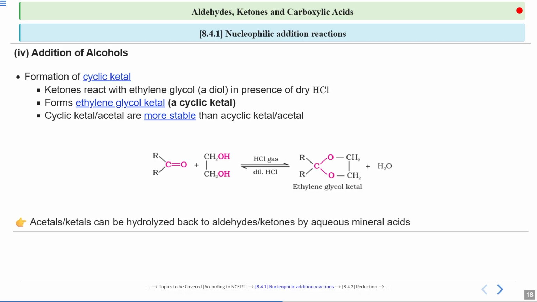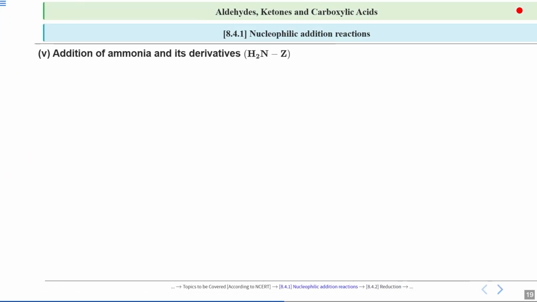Now, one important feature of acetals and ketals is that they can be hydrolyzed back to their original aldehydes and ketones. So this ethylene glycol ketal can be hydrolyzed back to the original ketone. How will you do this? This is done using aqueous mineral acids, which break the cyclic structure. So if you use aqueous mineral acid, this will break the cyclic structure of the ethylene glycol ketal and you will get your ketone back.